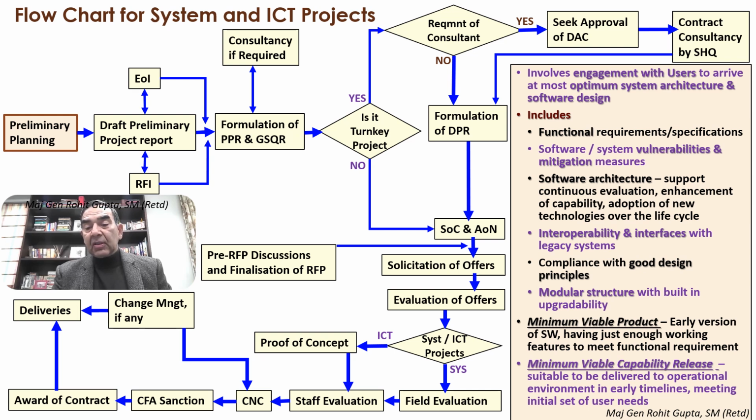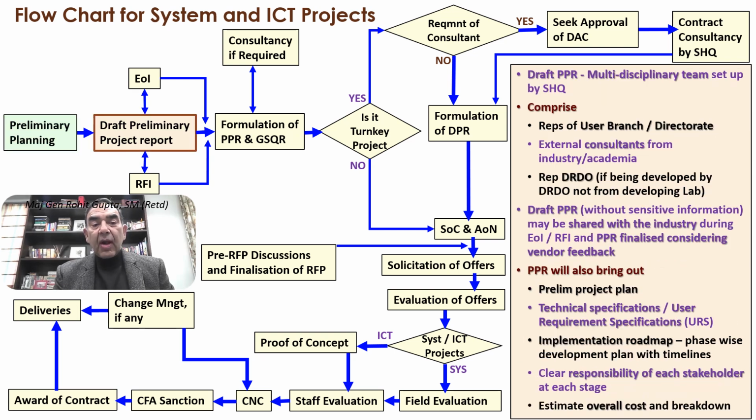Now, the two terminologies in this: first is the minimum viable product. The minimum viable product is actually the early version of the software, which has just about working features to meet the functional requirement. And normally you carry out the test bed on a minimum viable product initially. Thereafter is the minimum viable capability release. After developing the software, you come to a stage where you consider it suitable to be delivered to the operational environment in an early time frame. That means the initial set of user needs are being met by the software.